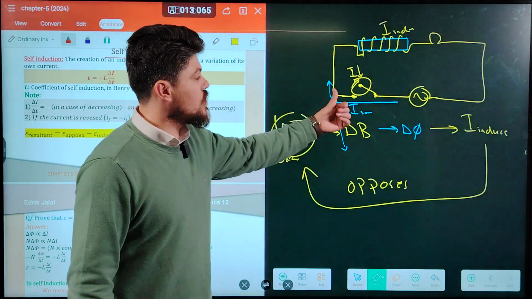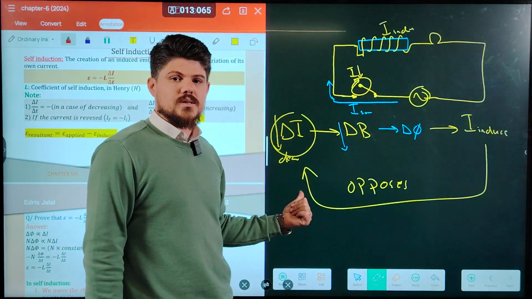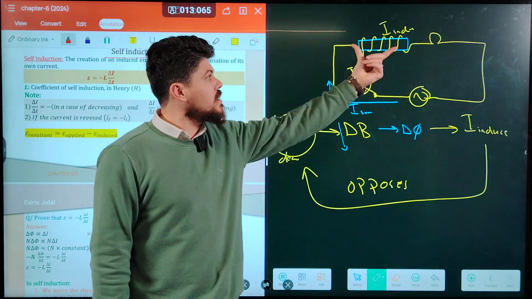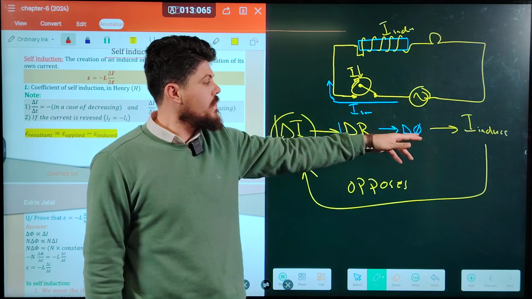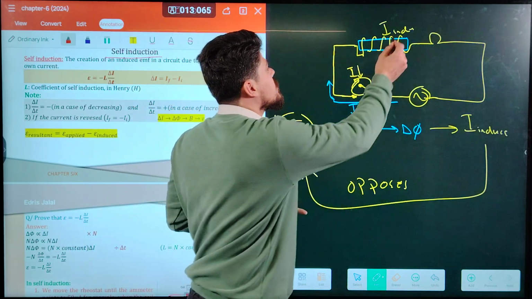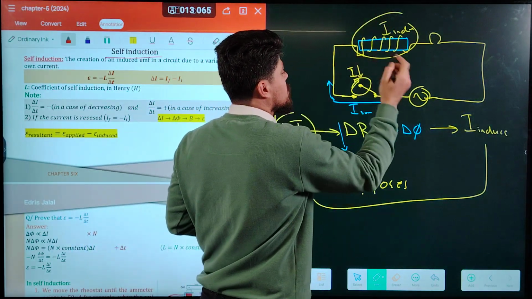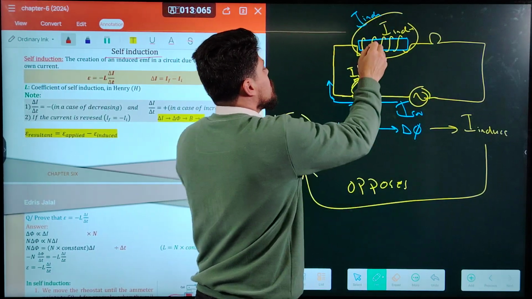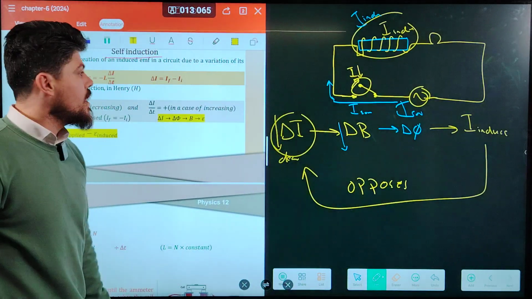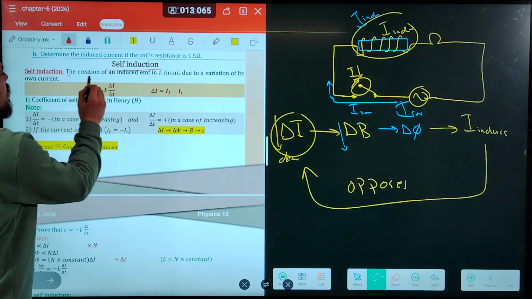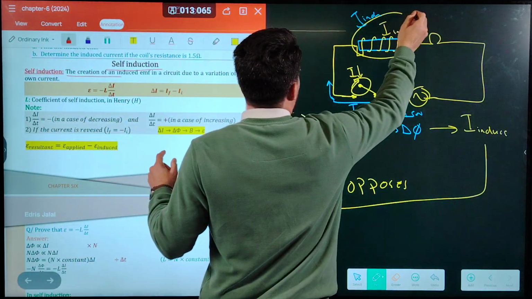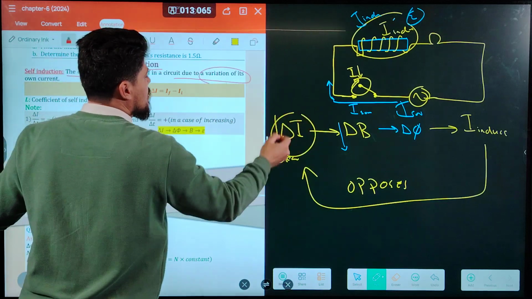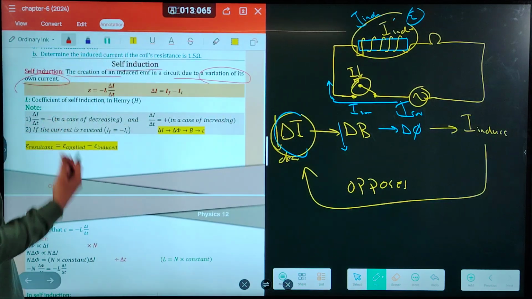When the switch is opened, what happened to the current? Current decreases. When current decreases, what happened to the magnetic field in the solenoid? Decreases. When the magnetic field decreases, magnetic flux changes. By changing magnetic field, current is induced in this circuit. Now how many currents do we have? Two currents: the current of the source and the induced current. This induced current is called the self-induction. So this is the definition of self-induction: the creation of induced EMF and current in a circuit due to the variation of its own current, the current of the circuit.